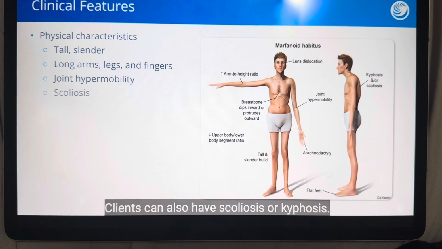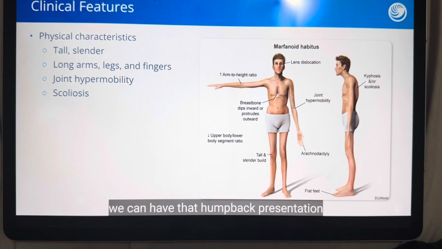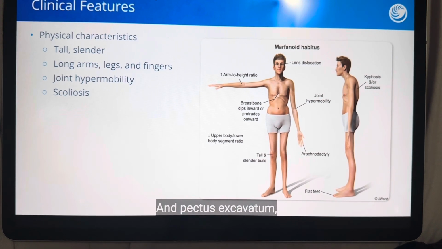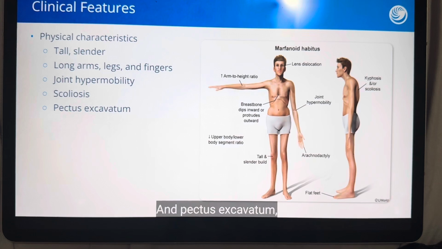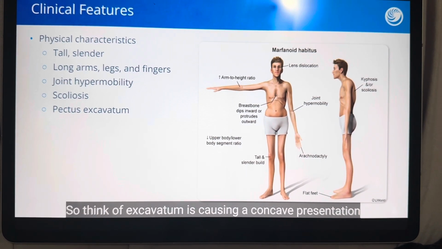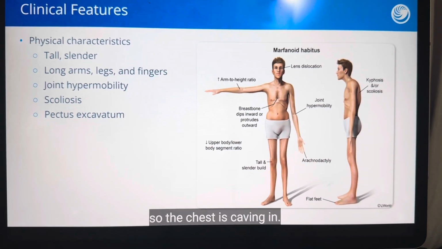Clients can also have scoliosis or kyphosis. As you can see in the illustration, we can have that humpback presentation, which is indicative of kyphosis. And pectus excavatum. This is where the sternum bone is pressed inward. So think of excavatum as causing a concave presentation, so the chest is caving in.